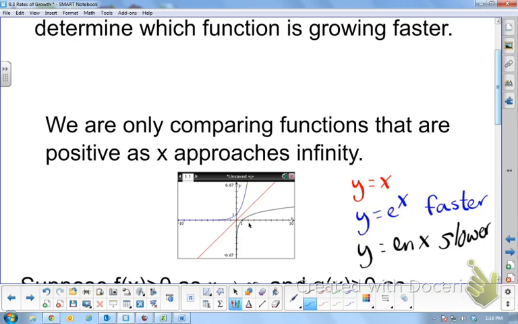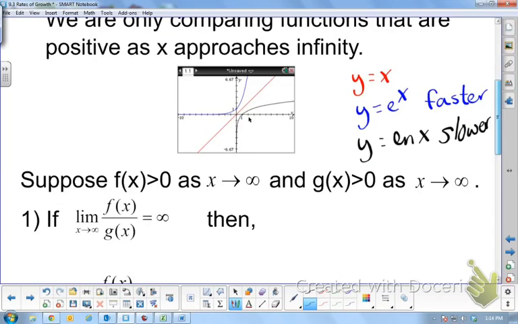So when we compare our functions, we've just compared them looking at the picture, but the picture isn't always enough information. We're going to learn how to compare them algebraically. So again, we need this information that they're positive, so suppose f of x is greater than 0 as x approaches infinity. So it doesn't have to be positive all the time, just as we're going to positive infinity. g of x is positive as x approaches positive infinity.